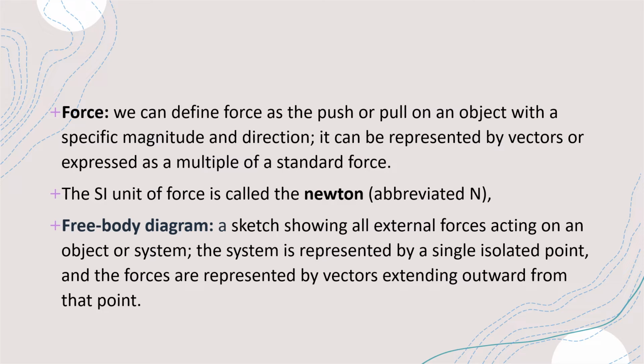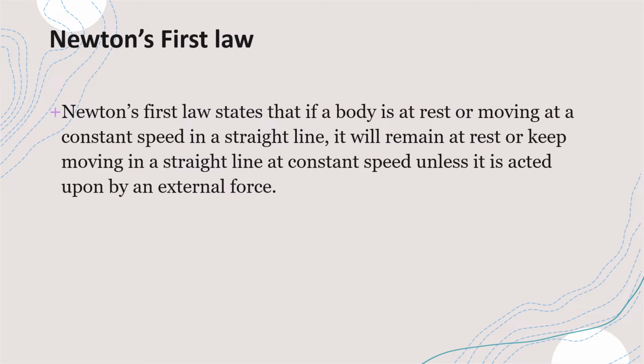Free body diagram. A sketch showing all external forces acting on an object or system. The system is represented by a single isolated point, and the forces are represented by vectors extending outward from that point.